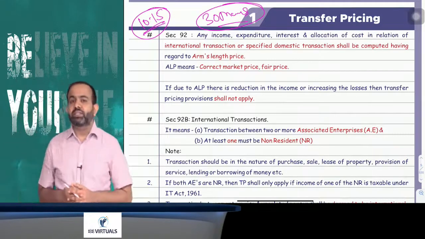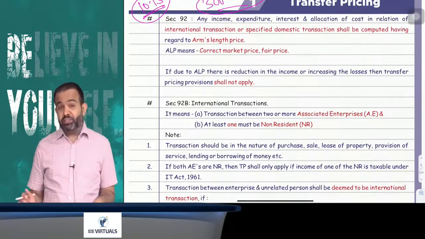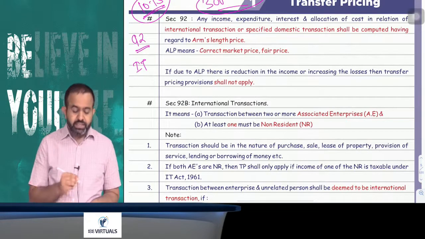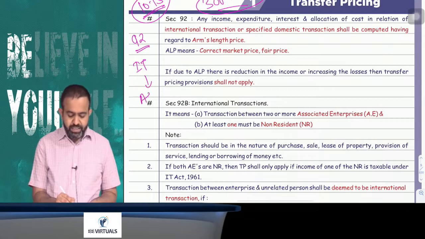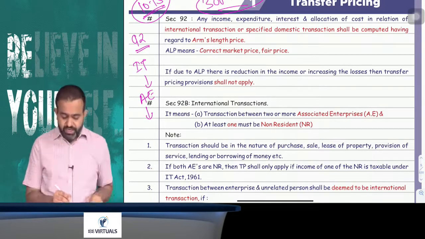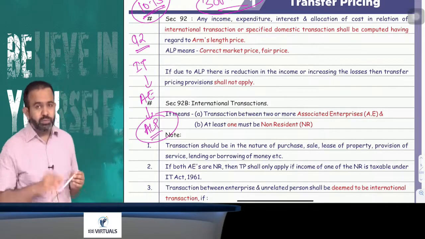The transfer pricing charging section is 92. Now 92 is the charging section of this topic. This section says that if there is any international transaction between associate enterprises, then you have to compute that transaction at arm's length price. Means you have to bring that transaction to arm's length price. So all, just pay attention.